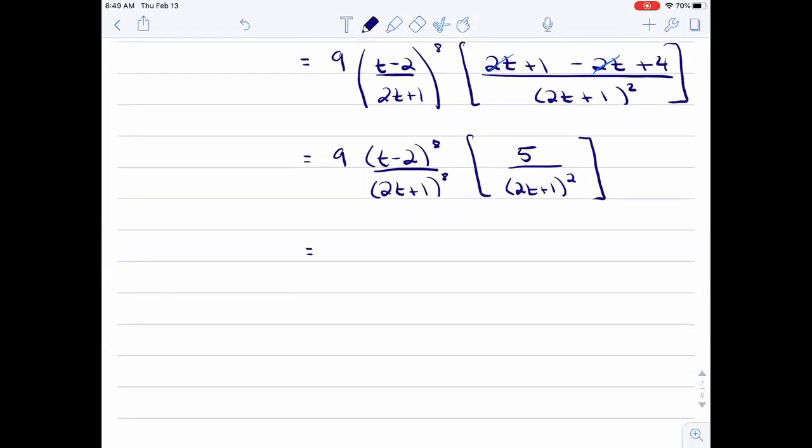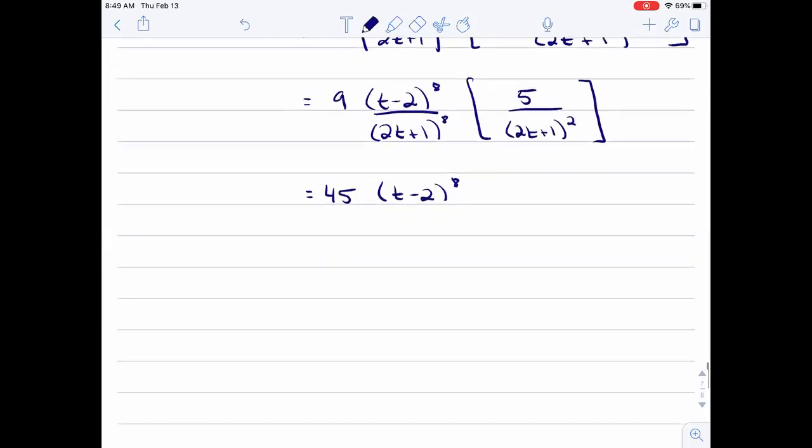I can combine 9 times 5 makes 45. And then I've got times t minus 2 to the 8. Nothing's going to happen there. But I can combine my 2t plus 1 to the power of 8 times 2t plus 1 to the power of 2, right? I've got the same base, so I'm allowed to add those powers. And I get 2t plus 1 to the power of 8 plus 2 makes 10. And that's it.